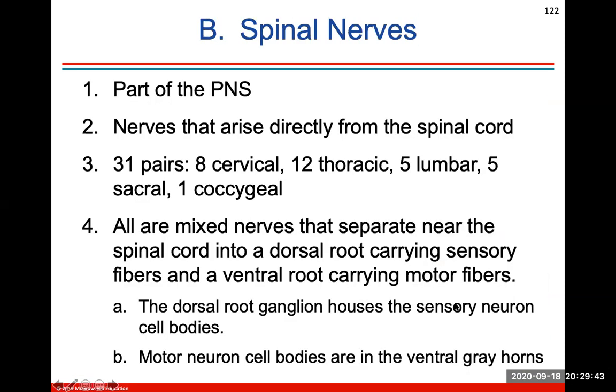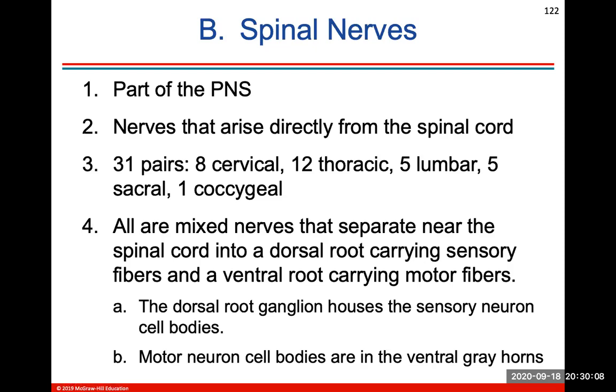So the spinal nerves are also part of the peripheral nervous system. They will come directly off of the spinal cord, and you have 31 pairs of spinal nerves, so one on each side of that level in the spinal cord, and they're named for what vertebra they come out beneath. You have 8 cervical, 12 thoracic, 5 lumbar, 5 sacral, and 1 coccygeal, and all are also mixed nerves.